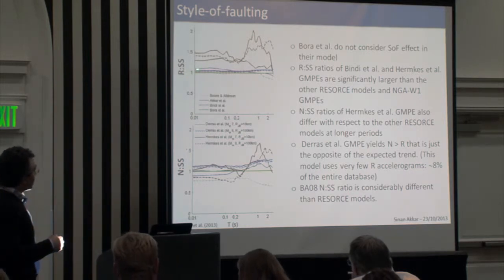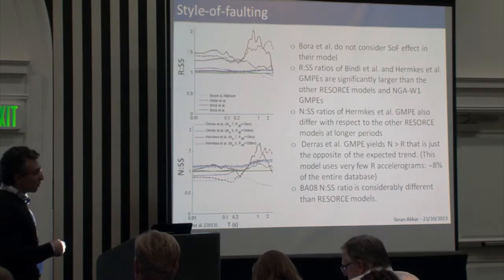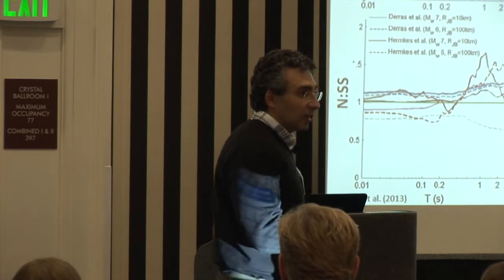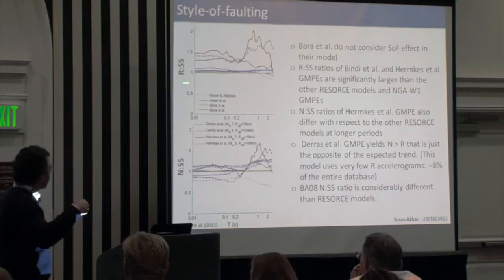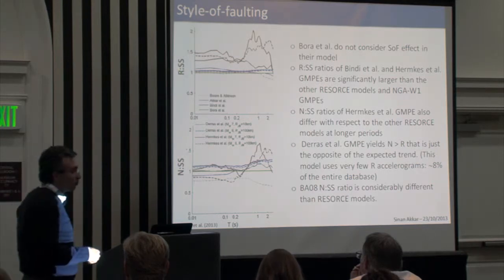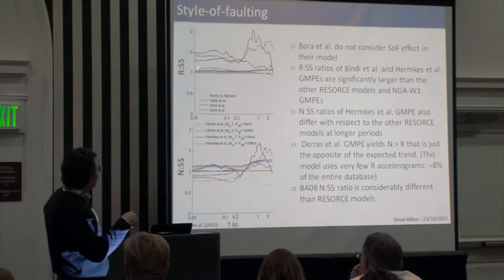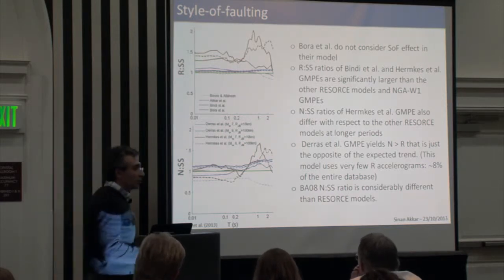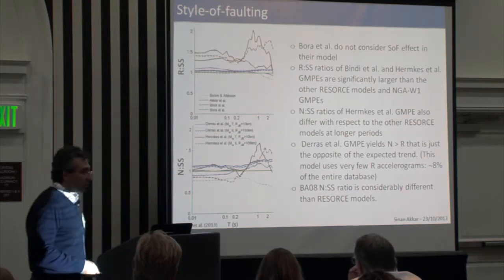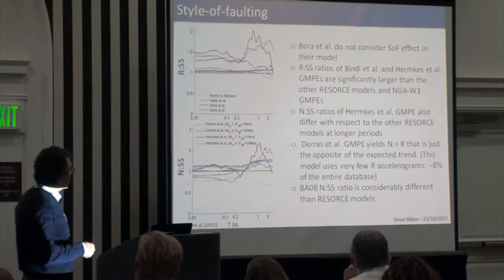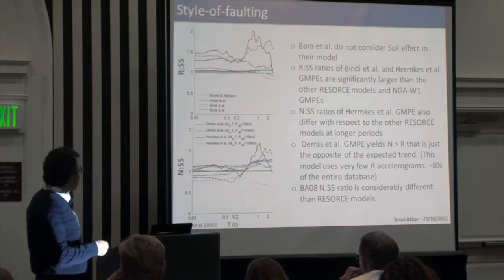Almost all of the other resource models also have reverse events larger than strike slip events, but the difference between reverse and strike slip is not more than 10%, not even 5 to 10%, I would say. But the other two models have a significant difference with respect to Akkar et al., Bora et al., and Derras et al.